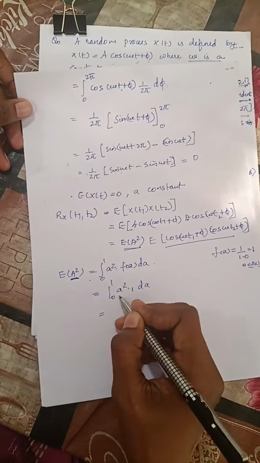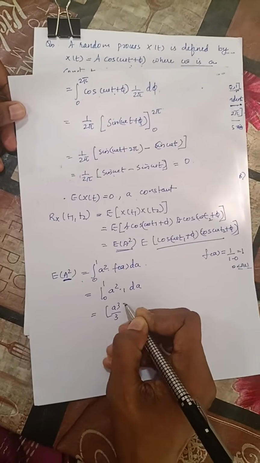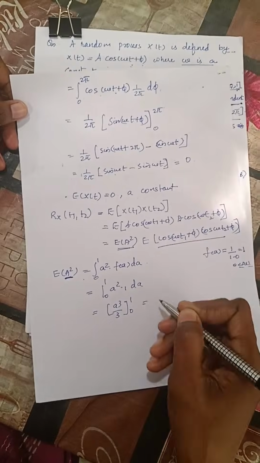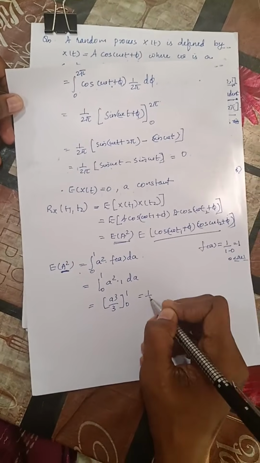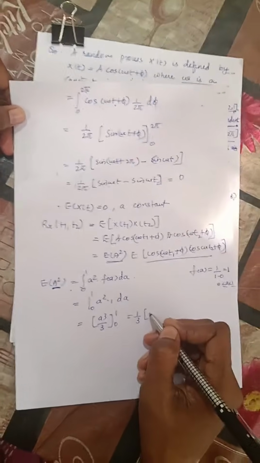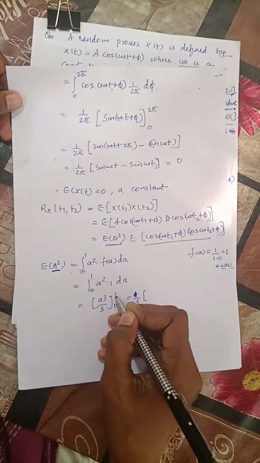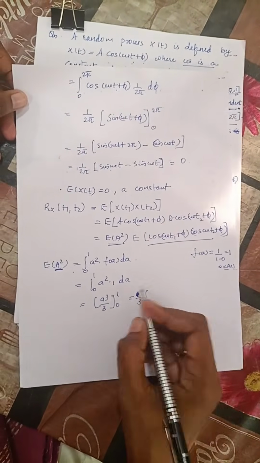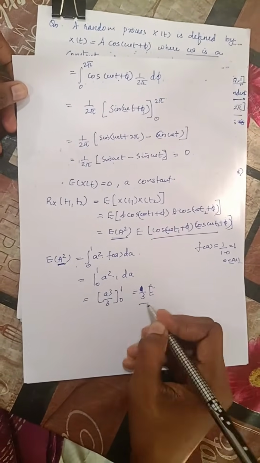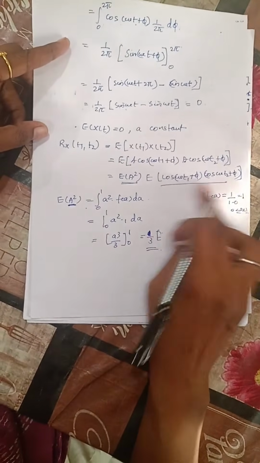Now let us integrate this. The integral of a square is a cube by 3 over the limits 0 to 1. Substituting, 1 by 3 will be the answer. So expectation of a square is 1 by 3. Now we have to find the other term.